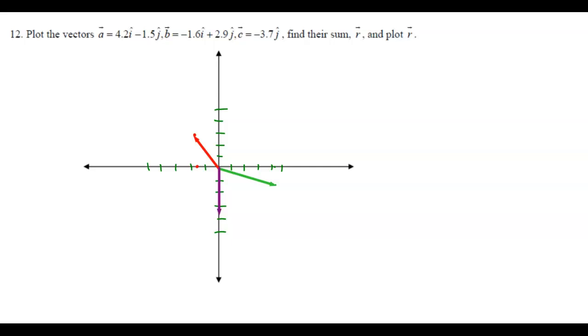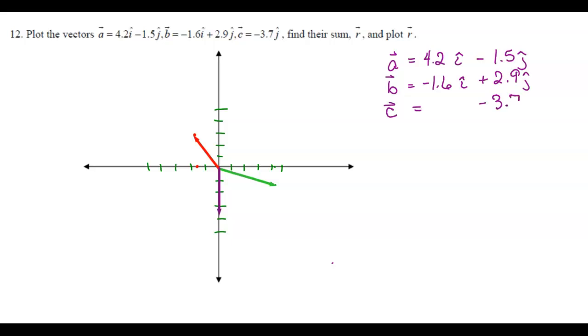Now if I wanted to find their sum, I could do it graphically, yes. But that's not nearly as much fun as what we're going to do. So here we go. Vector A is going to be 4.2 i minus 1.5 j. Vector B is negative 1.6 i plus 2.9 j. And vector C is straight negative 3.7 j.